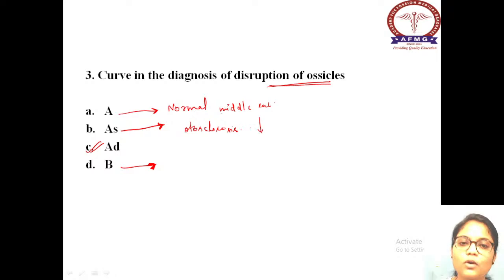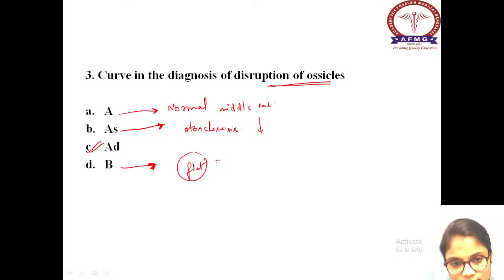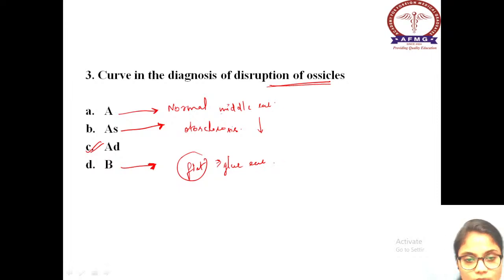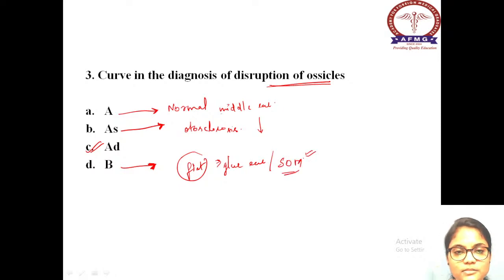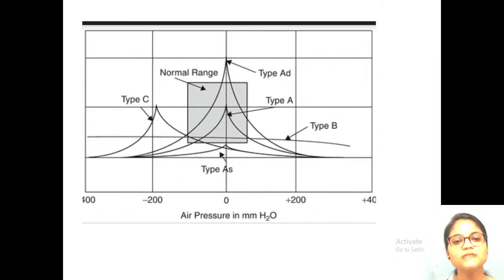AD, you have said already that there is a disruption of ossicles, right? Then the B curve. B is a kind of flat curve. Just now I said it is seen in your otitis media, or you can say in your glue ear, that is otitis media with effusion. So similarly, you have to know some things about the curve.